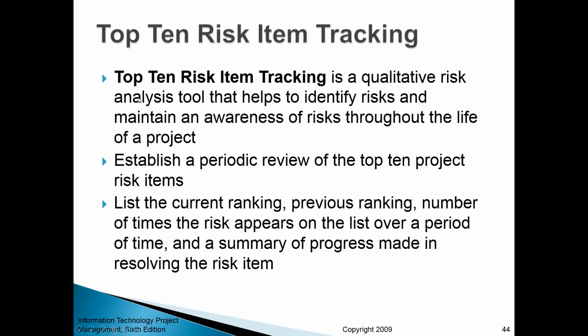Another tool for identifying, tracking, and analyzing risk is the so-called top 10 risk item tracking. It's more of a qualitative risk analysis tool that helps to identify risks and maintain an awareness of those risks throughout the life of the project. So you establish top 10 risks, and then you have a periodic review, and during each periodic review, previous rankings can be updated, and also you can update the listings of various risks with summary information regarding the progress made in resolving the risk item.